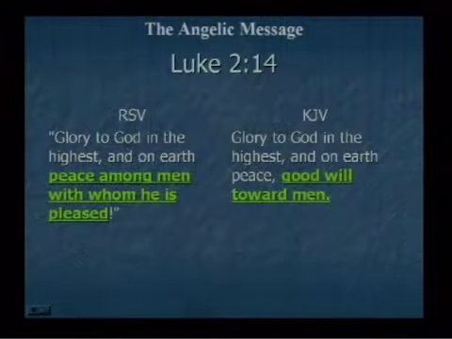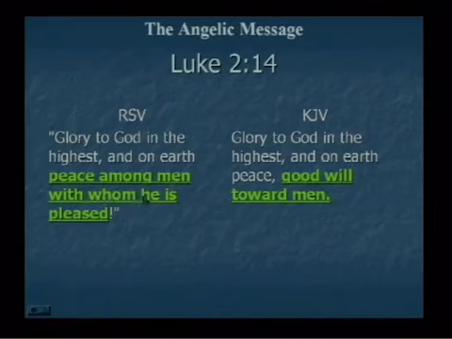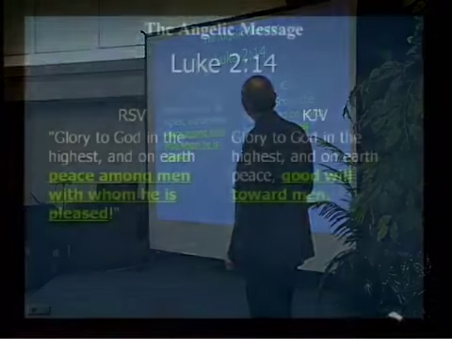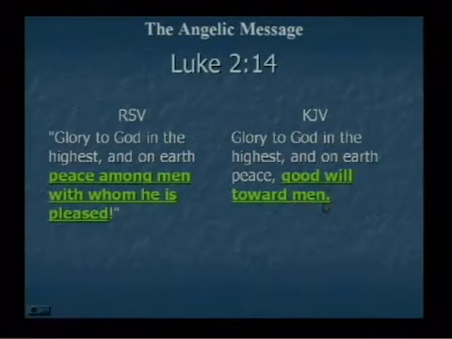Luke chapter 2, verse 14, Revised Standard Version. Glory to God in the highest, and on earth peace amongst men, with whom he is pleased. King James: glory to God in the highest, and on earth peace, goodwill towards men. Now, what's the difference between those two? It's a very subtle change, but what is the change?